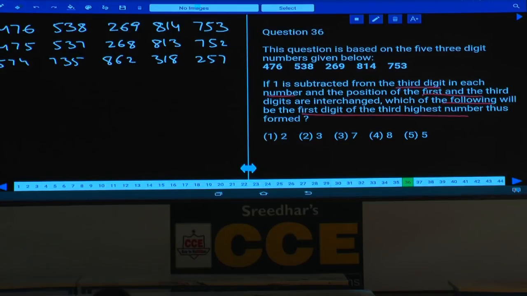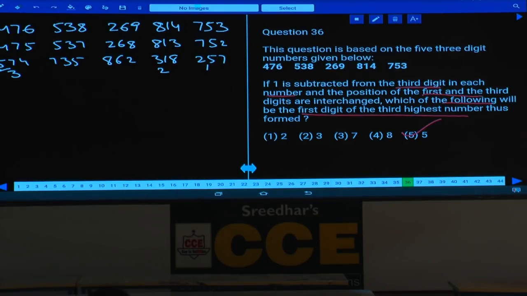What is the third highest number here? Now this is the least number and this is the second and this is the third highest number. Now in this third highest number, what is the question here? Which will be the first digit of the third highest number? Tell me what is the first digit of the third highest number? The first digit of the third highest number is 5 and this 5 is given with choice. Choice 5 is the answer. Clear now? Is this clear or not?